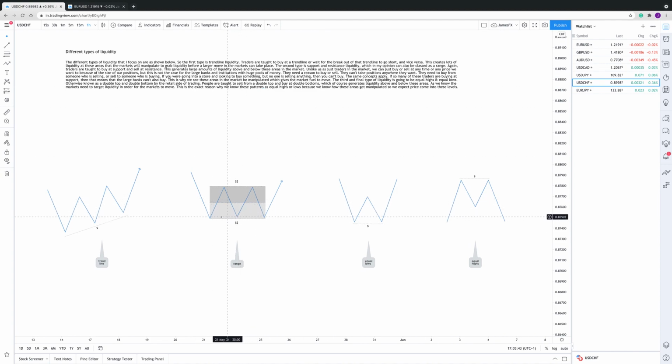So what we usually see from this so-called support is a grab of liquidity before price then reverses, then taking liquidity from this resistance or buy side liquidity before then reversing again. So it's not uncommon to see that on the charts. It happens all the time.